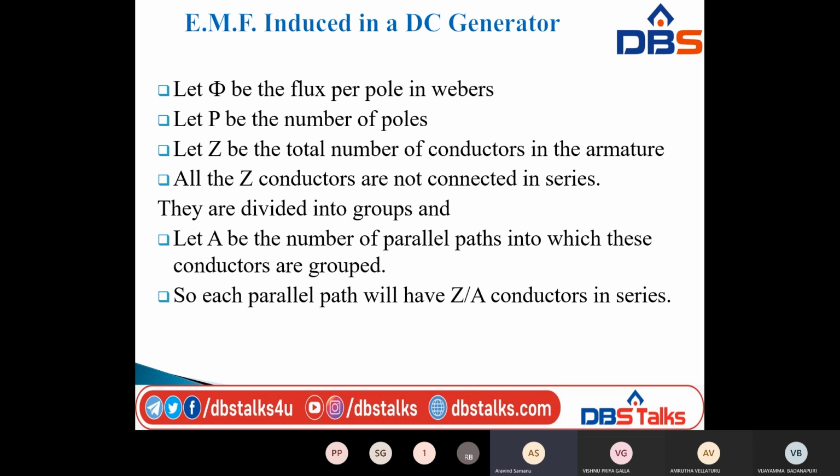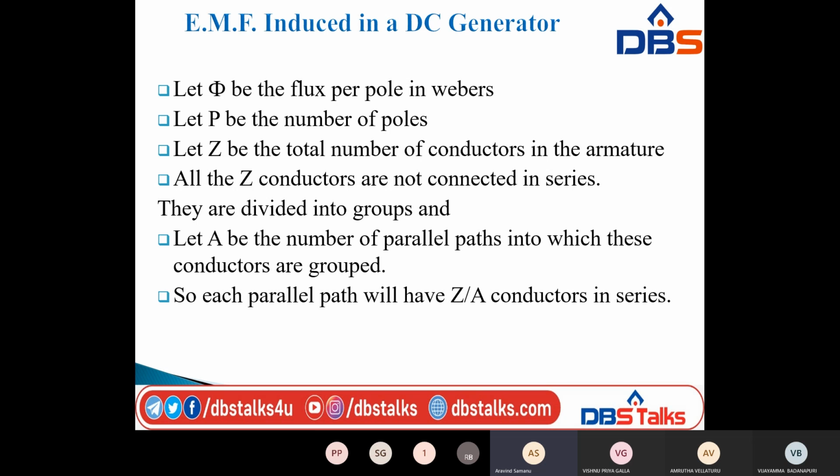As I already said, all the Z conductors are not connected in series, so they are divided into groups. Based on this, let A be the number of parallel paths into which these conductors are grouped. When the conductors are divided into groups, depending upon those, I am taking A, the number of parallel paths. Each parallel path will have Z by A conductors in series, where Z is the total number of conductors and A is the number of parallel paths.